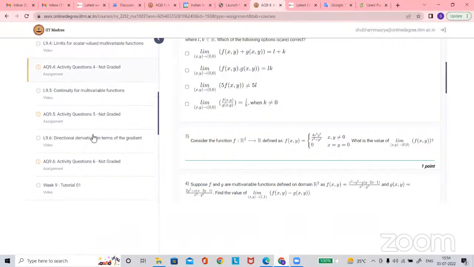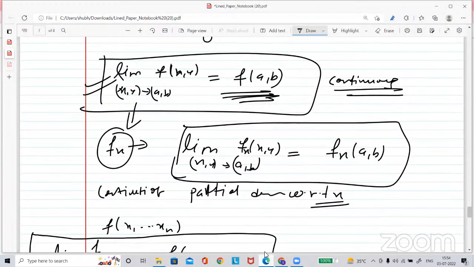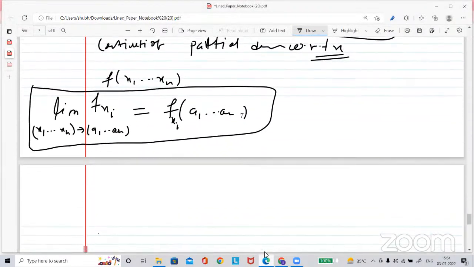So only the last part remains: gradient. Let me tell you the gradient. This will end our week.